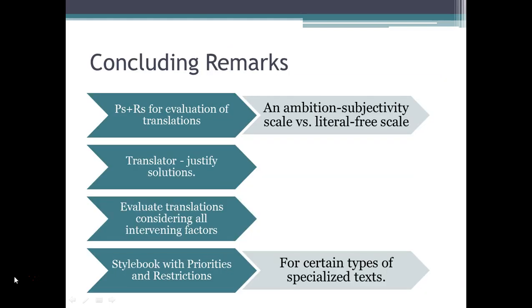So, to conclude, we can use priorities and restrictions for the evaluation of translations. We're referring to an ambition subjectivity scale versus a literal free scale. The translator must be able to justify the solutions chosen and used. We can evaluate translations considering all intervening factors, and finally, we may create style books with restrictions and priorities for certain types of specialized text.